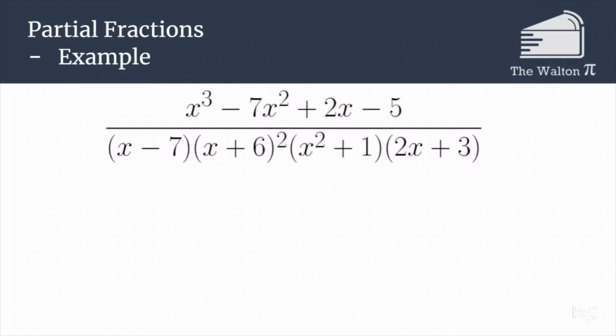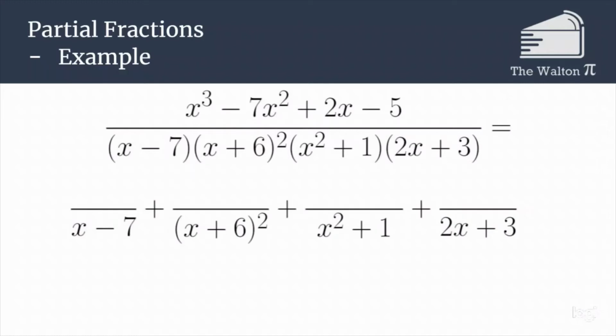So for example, let's say that we are trying to rewrite this fraction, x cubed minus 7x squared plus 2x minus 5 all over x minus 7, x plus 6 squared, x squared plus 1, 2x plus 3. Let's say we are trying to break this down. The way we would do this is we look at the denominator and we see, oh, it can be broken up into 4 different terms. We have an x minus 7, we have x plus 6 squared, we have x squared plus 1, and we have 2x plus 3.